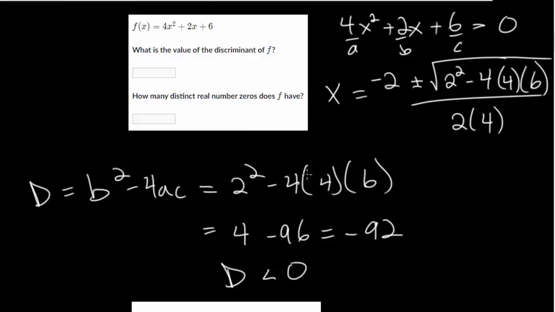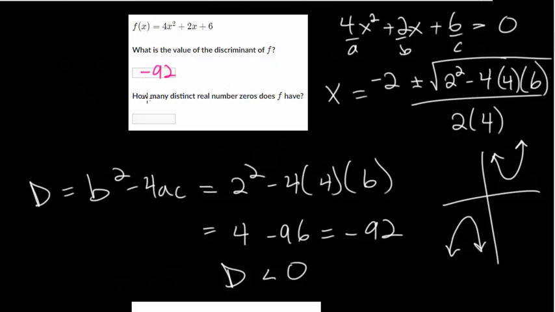And just like above, this is the case where with our graph, we don't know exactly what this looks like without further analysis, but it essentially is the scenario where the quadratic graph does not cross the x-axis. So the value of our discriminant, we can put that in the box. That was minus 92. And answering the second question, how many distinct real number zeros does the function have?